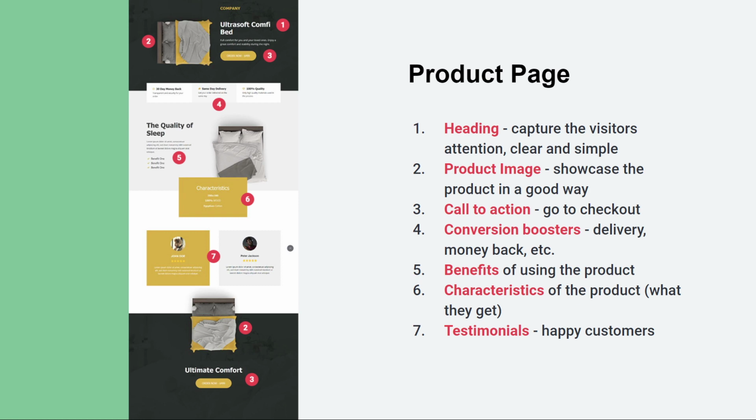Then we have the product image. Obviously that depends on what kind of product you are selling, but if it is some kind of physical product, like in this case, you have to highlight the product in the best possible way, so pick a really nice image for that. Or if you have something else, maybe you can add a video as well.